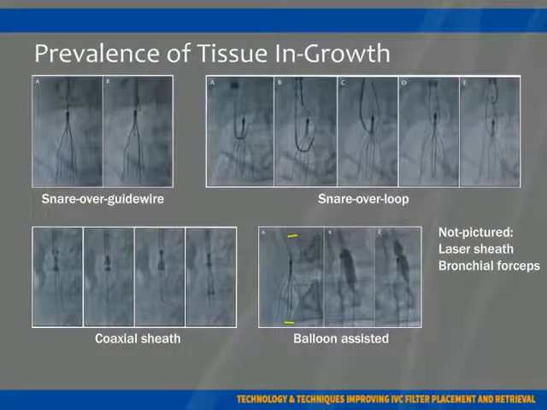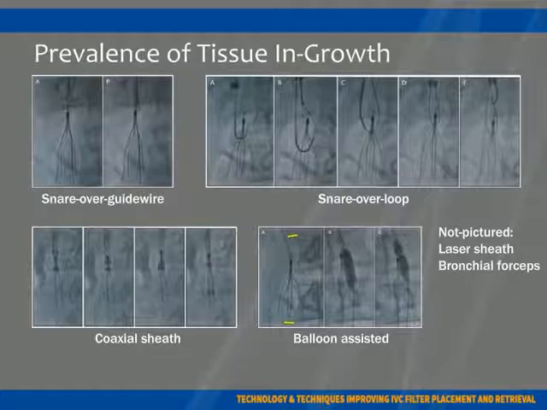If you really look at this, there are different ways to push that filter off the wall. In the bottom right, this is something we'll do a lot: we'll try to wedge a wire around the filter in the wall and put a balloon up and blow the balloon up to push the filter off the wall so we can get hooks around the neck.